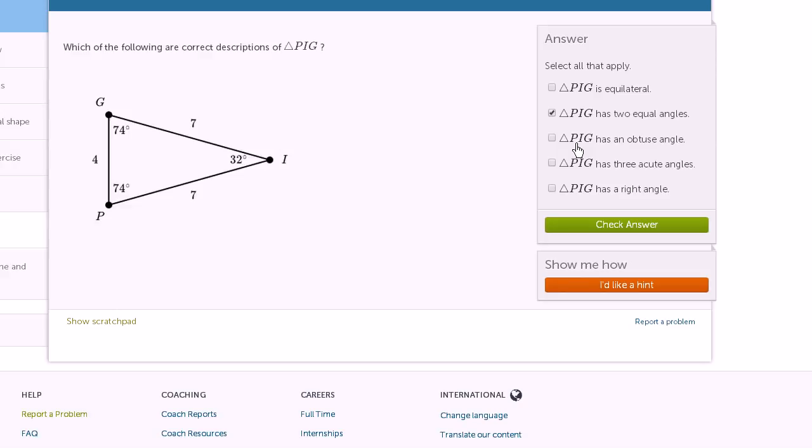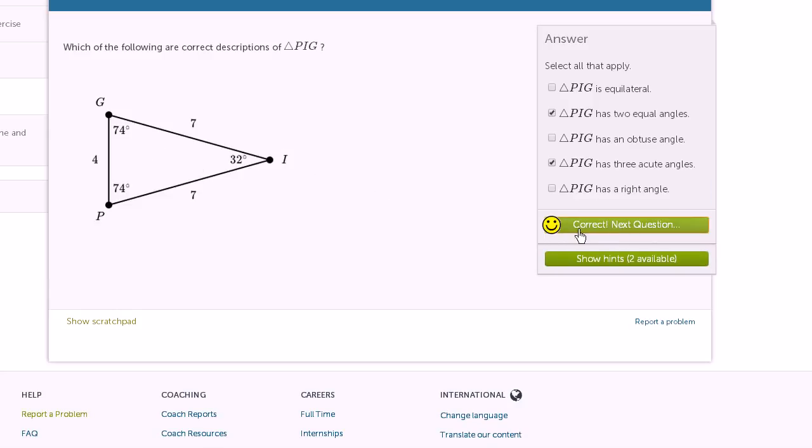Triangle PIG has an obtuse angle. Well, an obtuse angle is one that's larger than 90 degrees. None of these are larger than 90. That's not true. Triangle PIG has three acute angles. Well, that is true. All of these angles are less than 90 degrees. Triangle PIG has a right angle. No, none of these angles are exactly 90 degrees. So it does not have a right angle. So let's check our answer. Let's do one more of these.